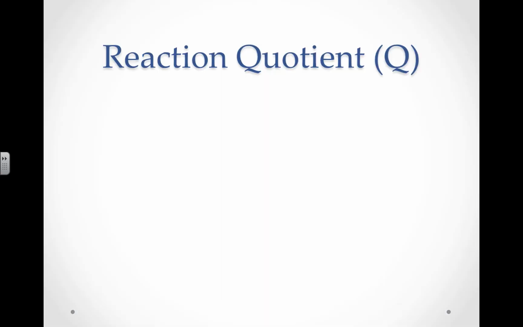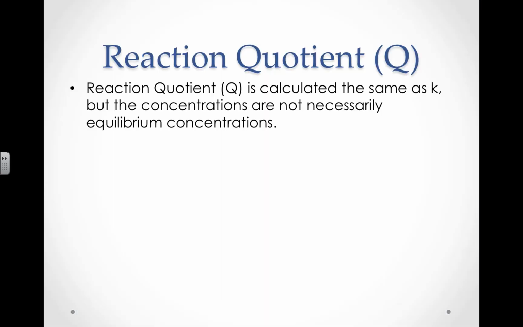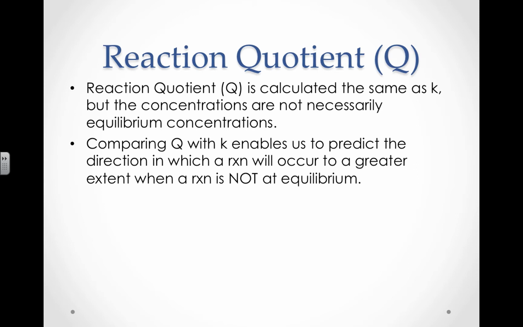Well, Q is calculated the same as K. It's still got the same format of the products over the reactants, but the concentrations aren't necessarily at equilibrium concentrations. And so what can happen is we compare Q with K and go, oh, we need more product. We're going to proceed to the right. Or, oh, we need more reactant. It's going to shift to the left or go in reverse.